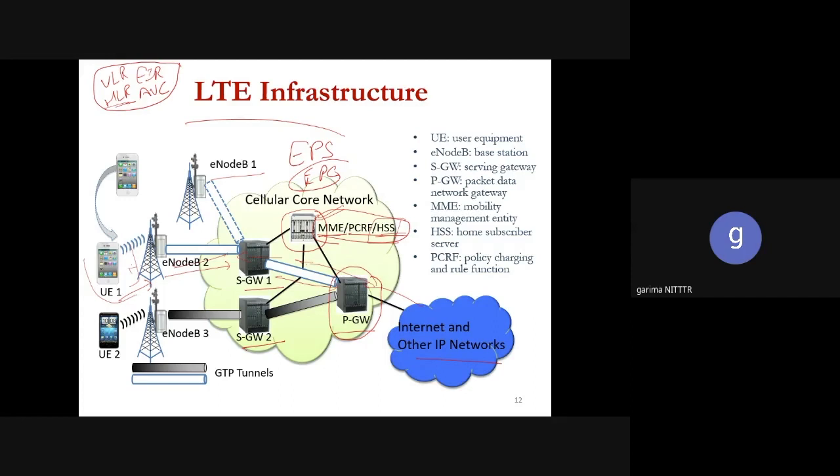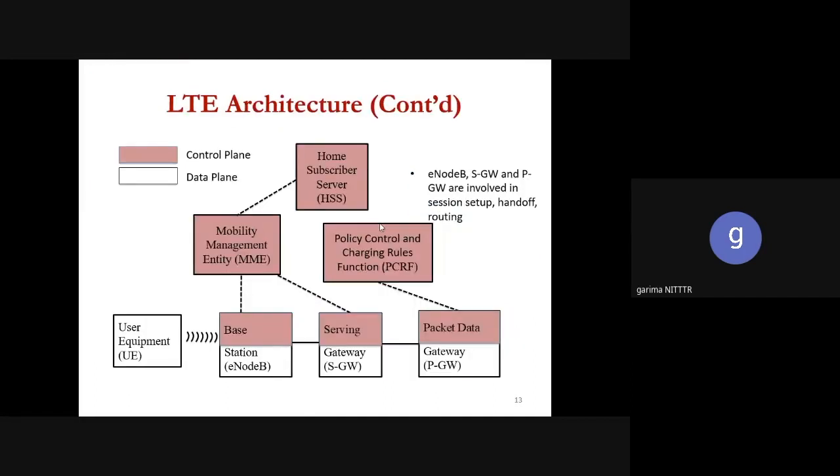this home subscriber server will help you in authentication, and this policy charging and rule function will help the service provider to charge you accordingly. And this mobility management entity will help whenever you move from one service area to another service area. So we can say that we have one control plane and another data plane. This is continued in 5G also, that we have control plane and data plane.